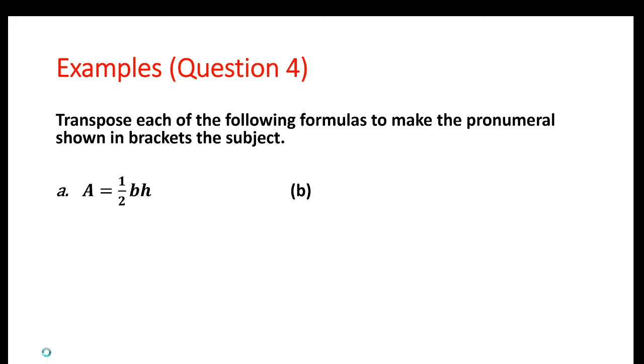So A is equal to a half BH, and we're going to rearrange it for B. So we want B to be left by itself. Now remember, there's times in between each of those, so it is written as a half times B times H. So what's the opposite of the timesing? Well, it is dividing. So what I'm going to do is divide by a half and divide by H, divide by a half and divide by H.